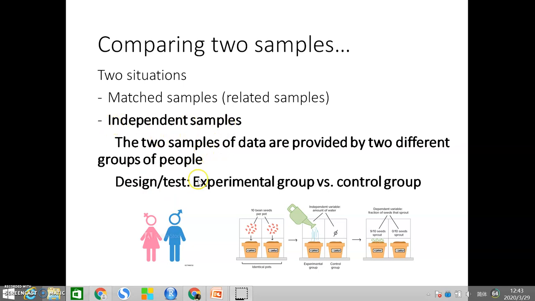Basically, we are making a between-group comparison. We are comparing group A against group B, and each individual in these two groups only provides one data point.